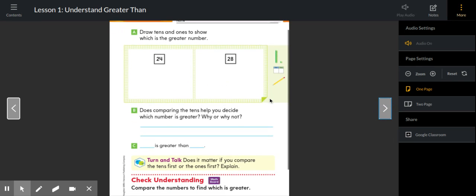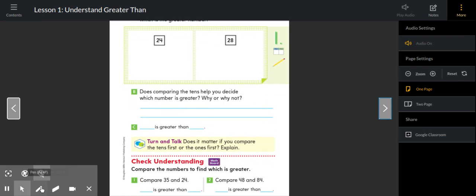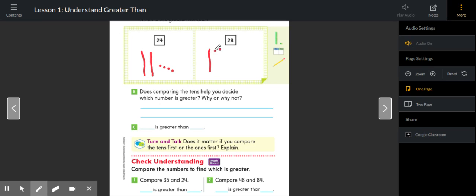All right, draw tens and ones to show which number is greater. So we've been doing a lot of this. You should be getting great at these quick pictures. So let's do a quick picture for 24. We know that means 2 tens and 4 ones. And then we know the number 28 is 2 tens and 8 ones.